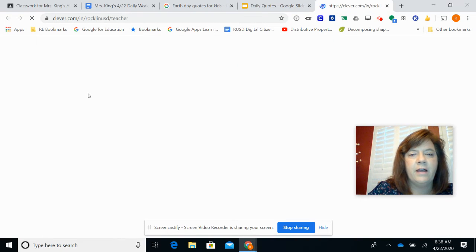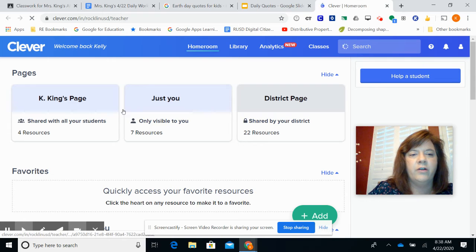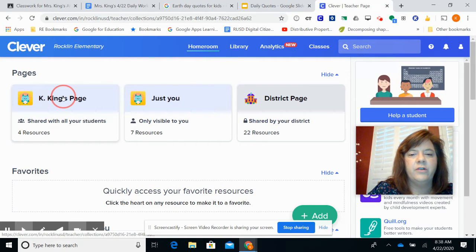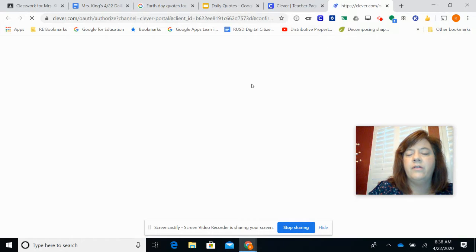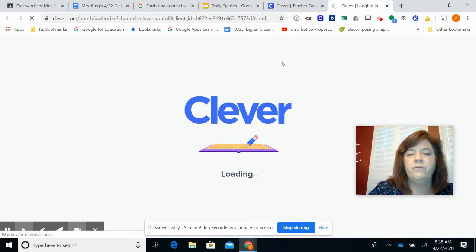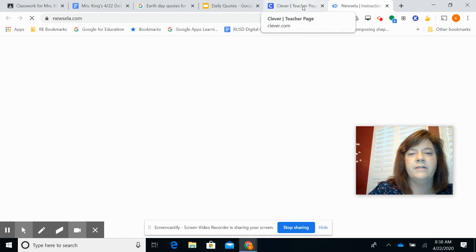If I log into Clever and I go into Mrs. King's page, which is going to be coming up in just a second, when you log on, you'll see these pages. So you go to Mrs. King's page and you click on Newsela. Sometimes the article should just automatically show up for you, but if you don't see the article, it's on Earth Day. You're going to go into the binder, and once you go into the binder, you'll see the assignments.